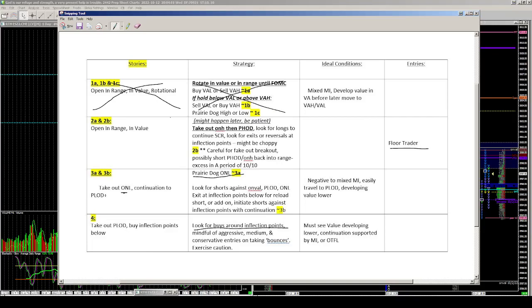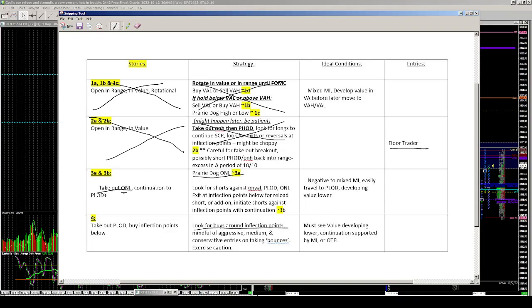So the next thing would be to open in range and value, take out the overnight high, then the prior day high, look for longs. Well, that never happened, okay? And then this didn't happen, okay? So the next thing would be to look to take out the overnight low, continuation to the prior day low. Well, we took out the overnight low.